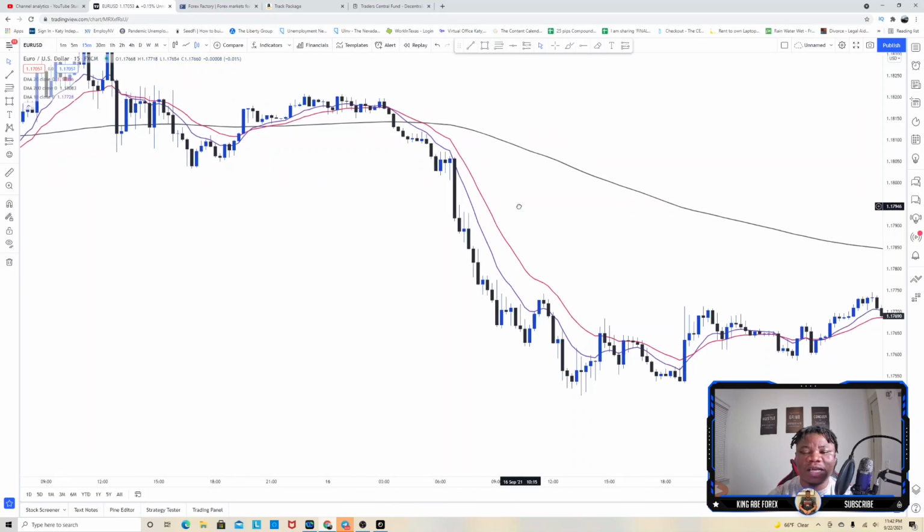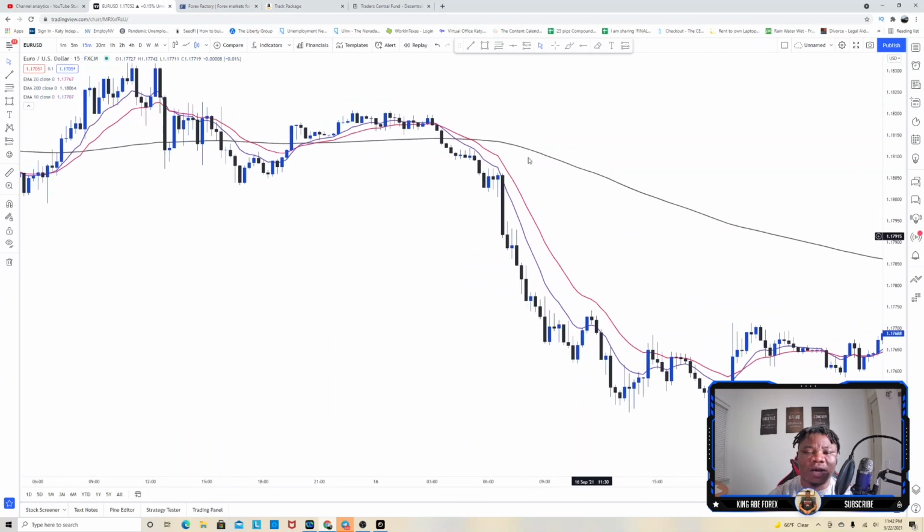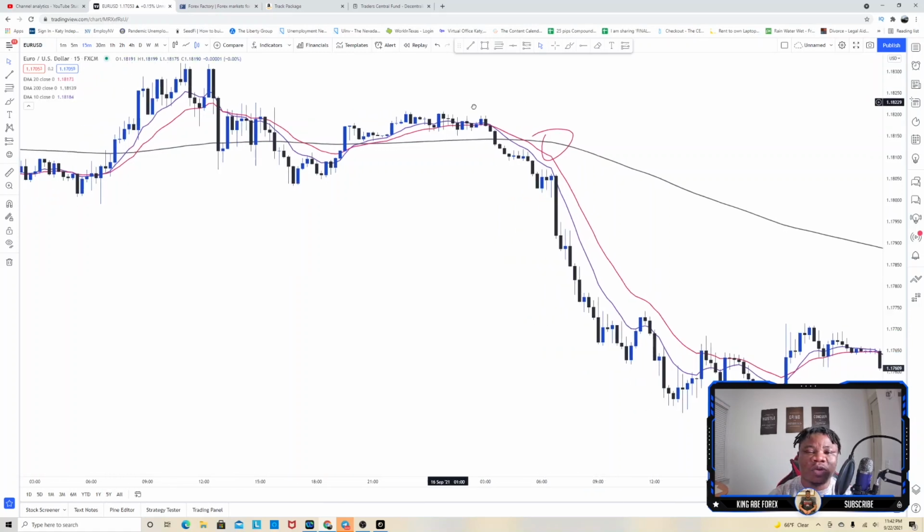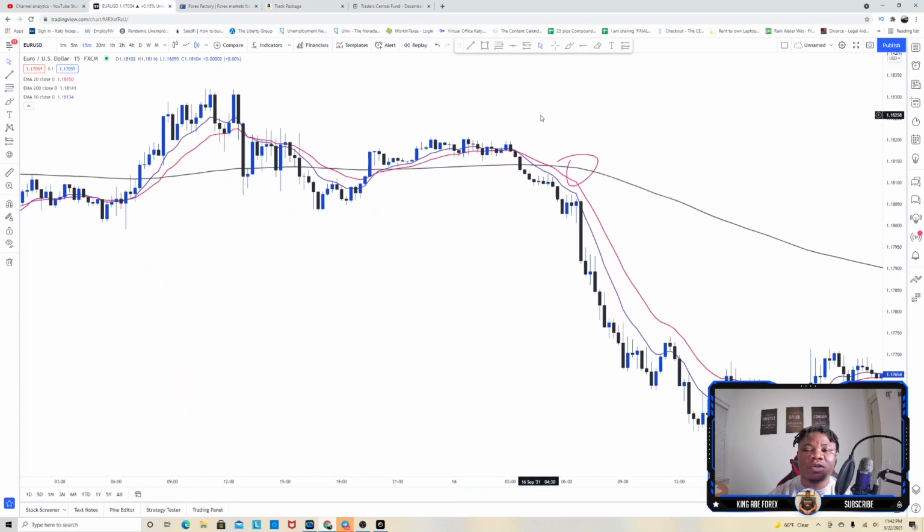Now, if you take a look at this cell here, we have our first confirmation. Price is below the 200 EMA, so we know that now we're looking to take a sell position. But before we take a sell position, we also have to make sure we're using support and resistance, because if you do not understand support and resistance, it's going to be very, very hard and simply just impossible for you to become a successful Forex trader.